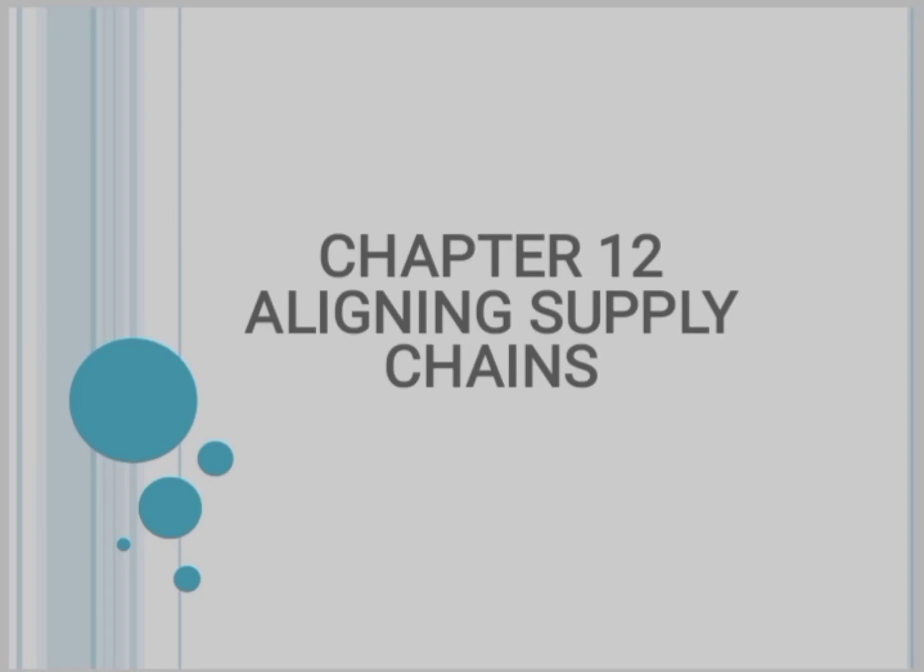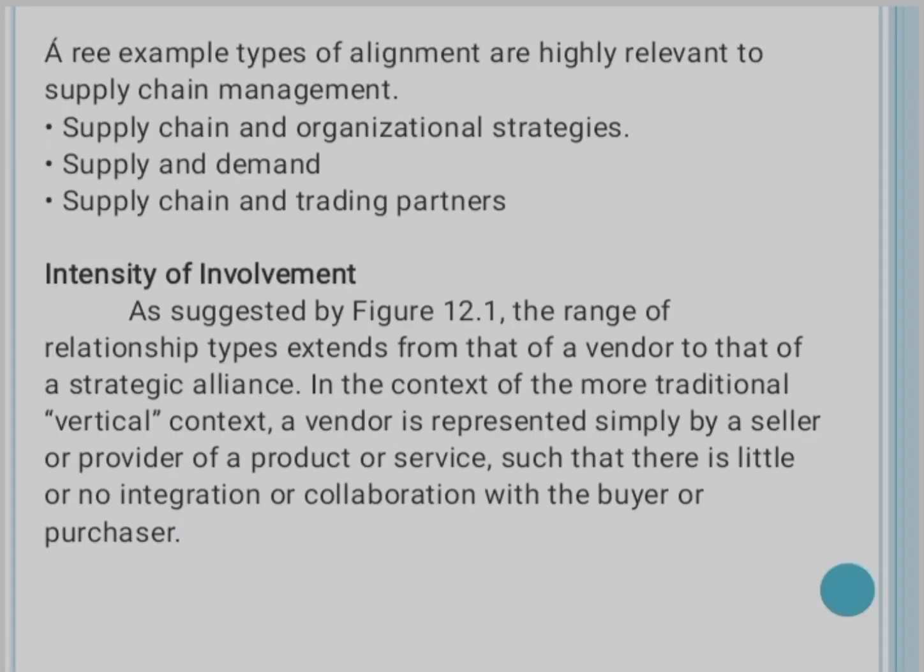Today we discuss Chapter 12, Aligning Supply Chain. Three example types of alignment are highly relevant to supply chain management. Number one, supply chain and organizational strategy.